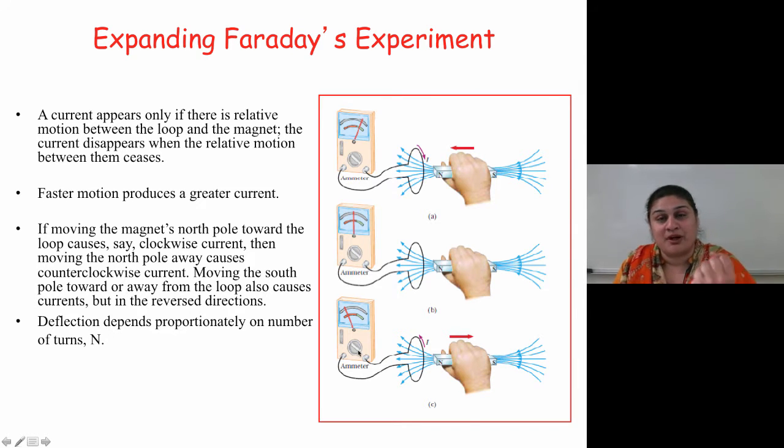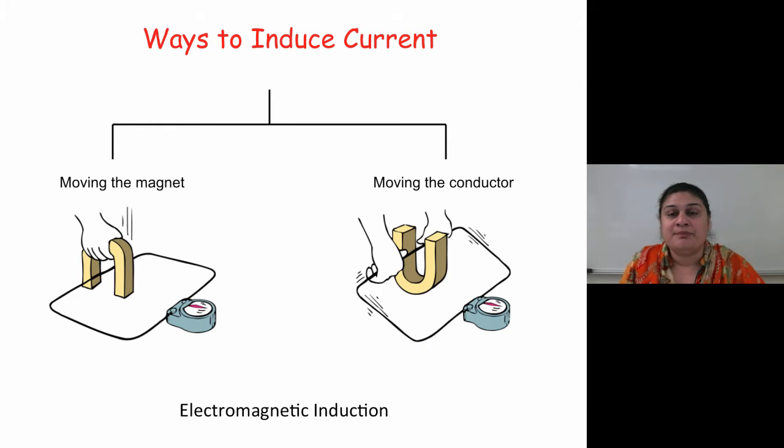Again, when you move it away from the magnet, the ammeter starts to read, but it gives you a negative value. So the current being produced in this coil depends on the magnet's motion. It also depends on how fast the magnet was moving and how many loops you have to produce the current in. So the basic ways to induce current are: A, if you move the magnet, or B, if you move the conductor.